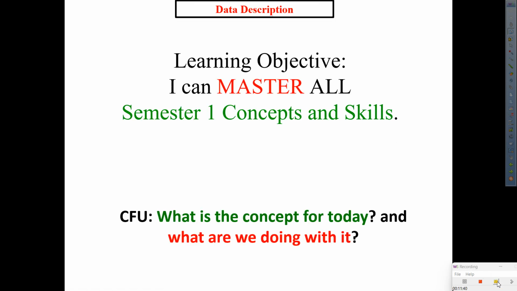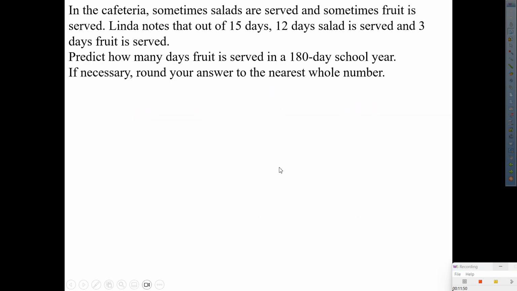Our objective for today: I can master all semester 1 concepts and skills. Okay, y'all ready? All right, here we go. Number 1, look at your study guide. This should be number 1 on your study guide. On your paper, write number 1. We're going to be doing some work from here.